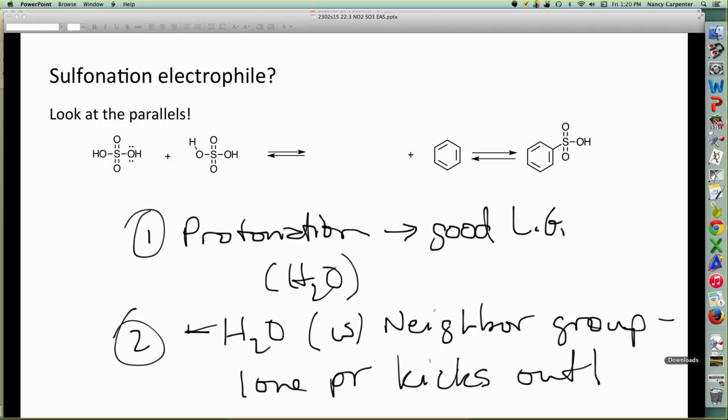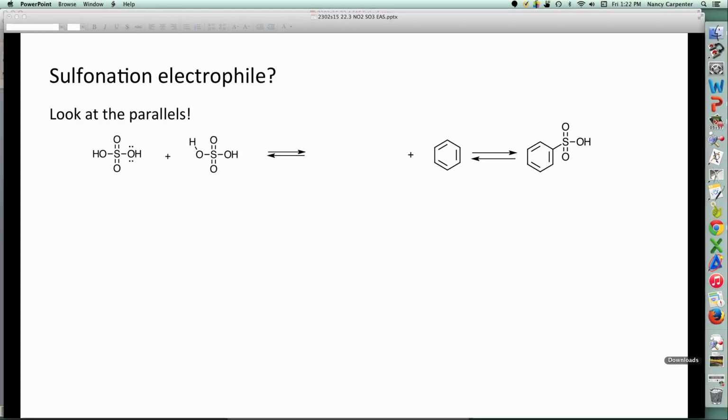So that is it. You generate a fantastic electrophile. Now, one thing you should notice about sulfonation is that here's our electrophile. Notice the double arrow. Sulfonation is actually a reversible reaction, and that will come back to play a handy role in chapter 23.